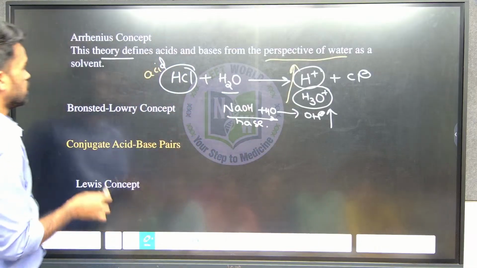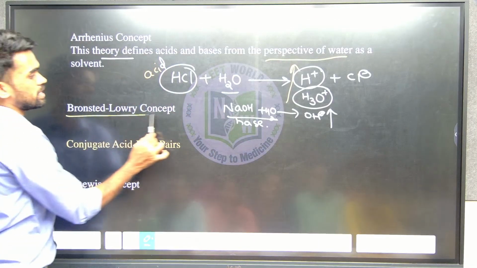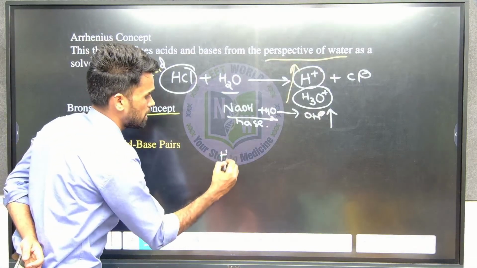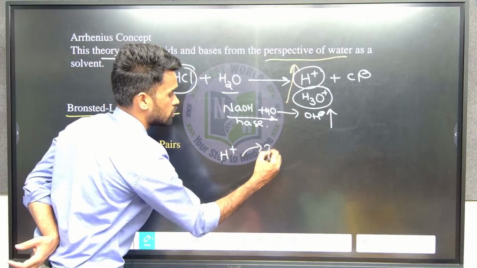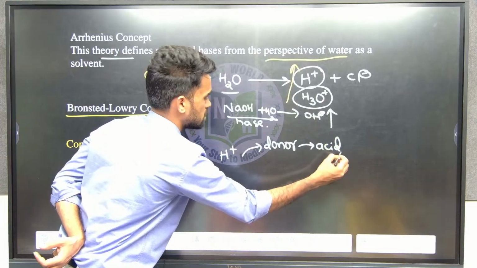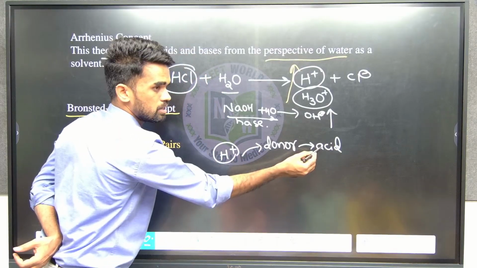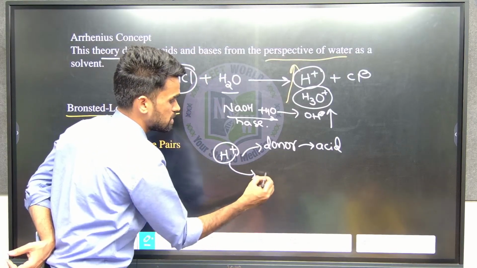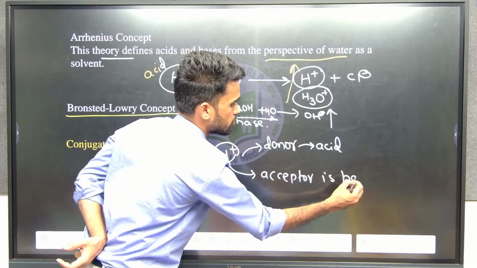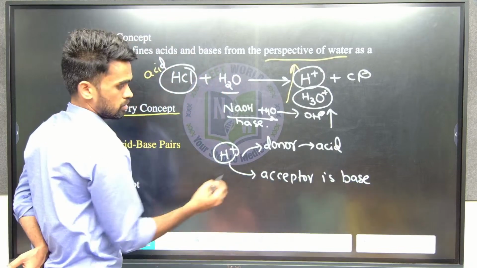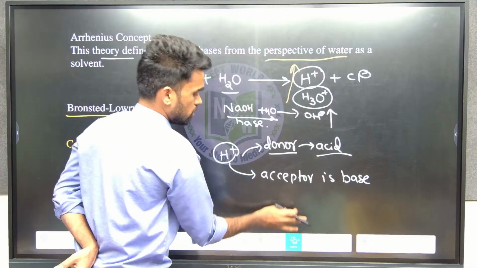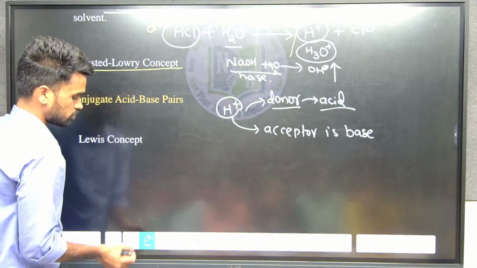Okay, next one. Listen to this carefully. Bronsted-Lowry acid base theory. So what he says is H plus is the proton donor. What I am saying, proton donor is an acid. Substance which donates a proton is called an acid. Substance which accepts a proton, proton acceptor, is a base. Okay, proton acceptor is base, proton donor is an acid. Okay, let us see this one.